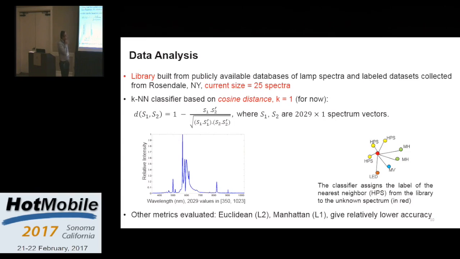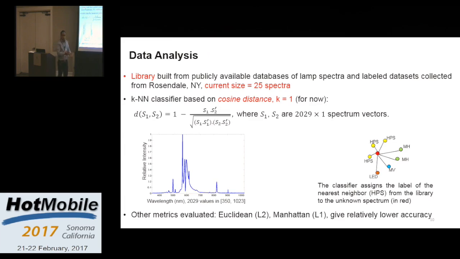So what do we do with this? First of all, how does each spectrum look like? It's just 2229 values, which essentially have power between 350 nanometers and 1023 nanometers. And as you can see, each lamp type has a fairly different spectral signature as compared to the others. So we were just able to set up a small library of 25 representative samples. And this was, of course, done with the help of domain experts.